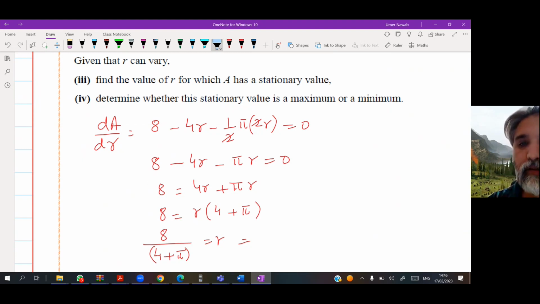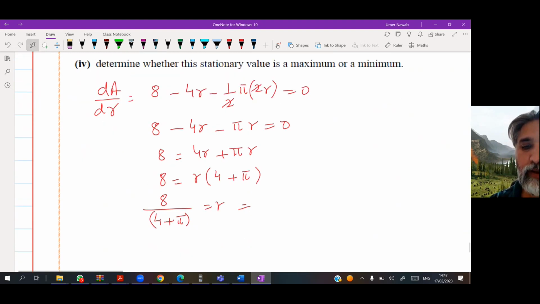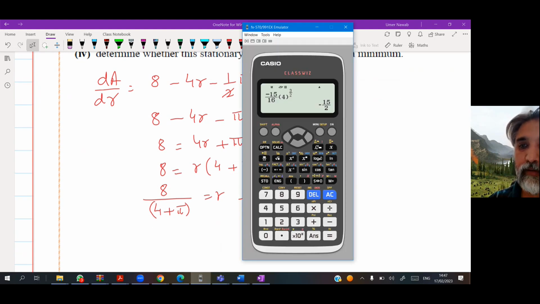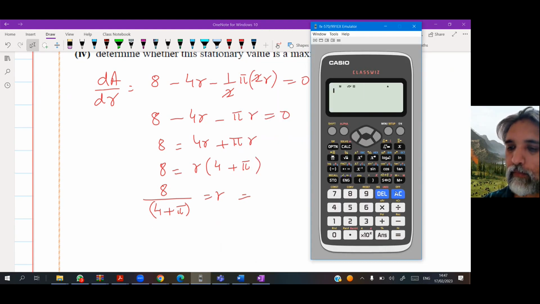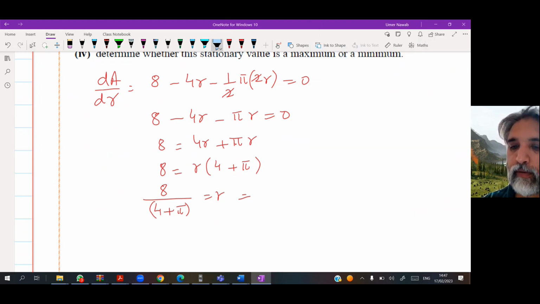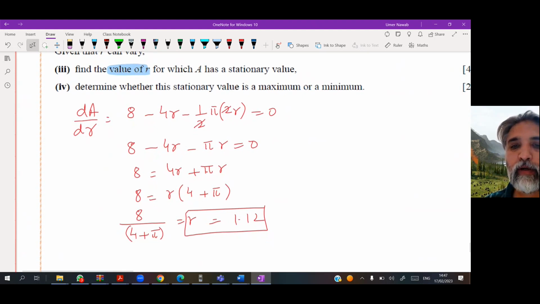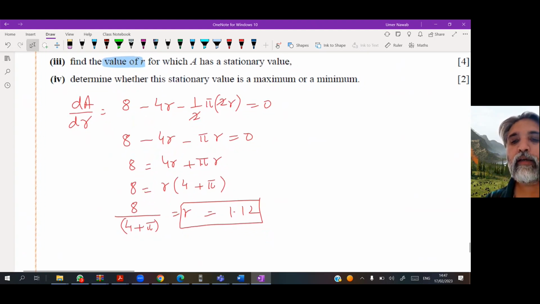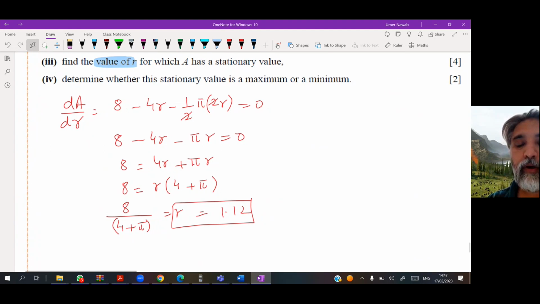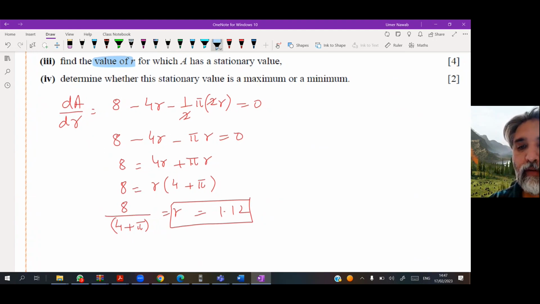Since he didn't mention to get the answer in exact value of r, try to get this answer in decimals. 8 over 4 plus pi gives us 1.12. Radius is equal to 1.12. Find the value of r. Third part is done. Now we need to find whether it is a maximum or minimum. So where is my first derivative? This is my first derivative. Take the second derivative of this.